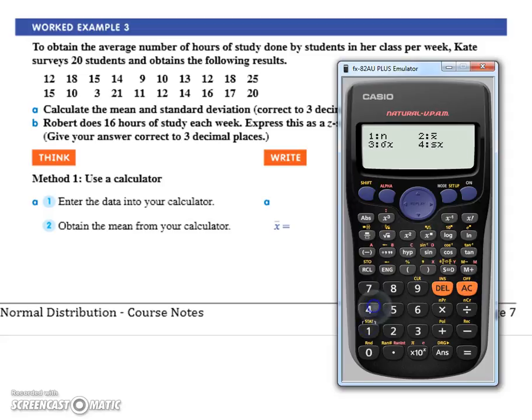All right, so you got your data entered? Imogen, you got your data entered? Cool. Find the mean. 14.25.